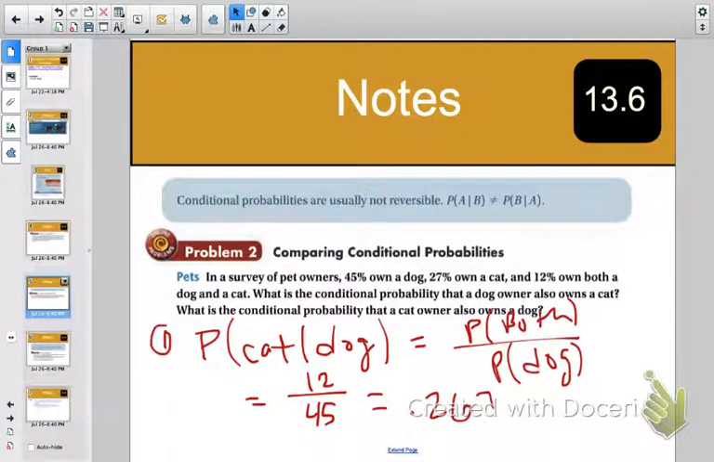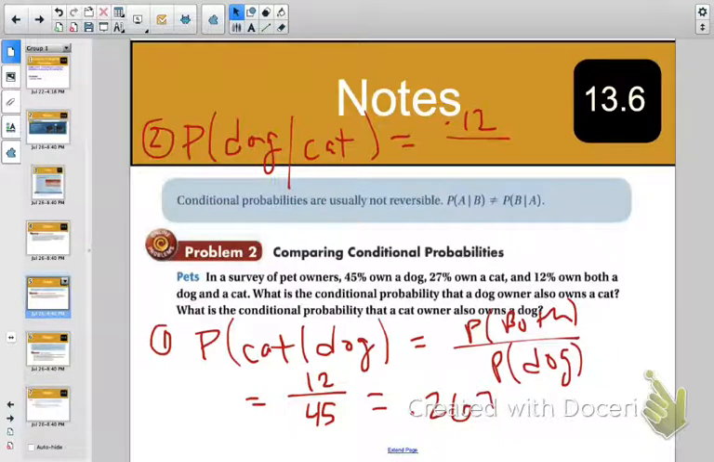Okay, and the second one, we're basically just reversing that. The probability that a cat owner also owns a dog. So now we want the probability of dog given we know they own a cat. Again we're going to do the probability of both, which is our 0.12, but this time we divide by the cat percentage, which is 0.27. So 12 divided by 27 is 0.4 repeating. Okay, we're about 44%.